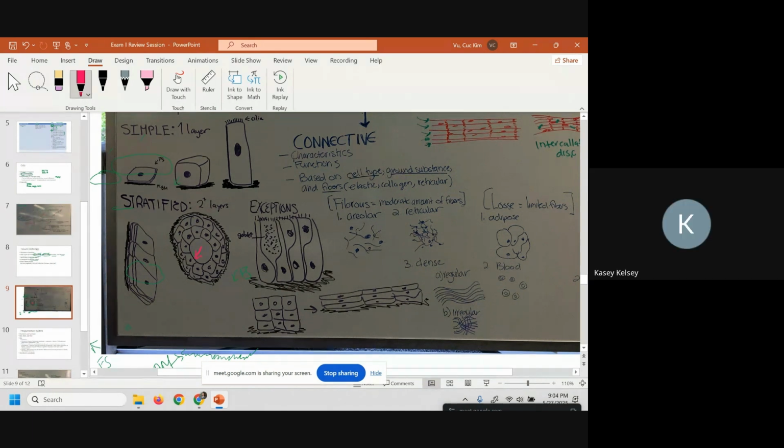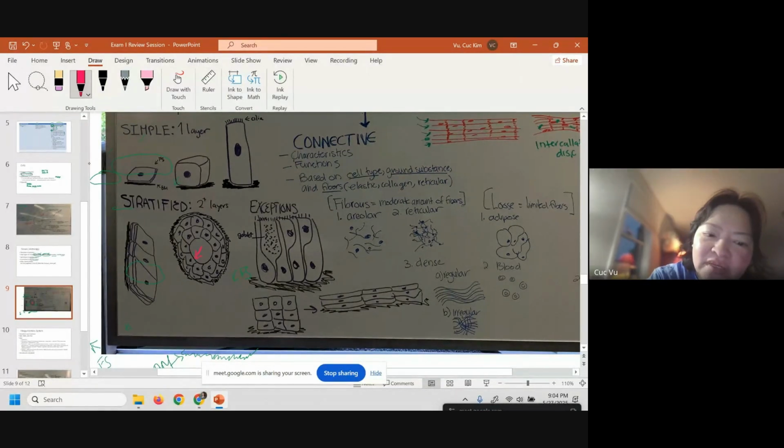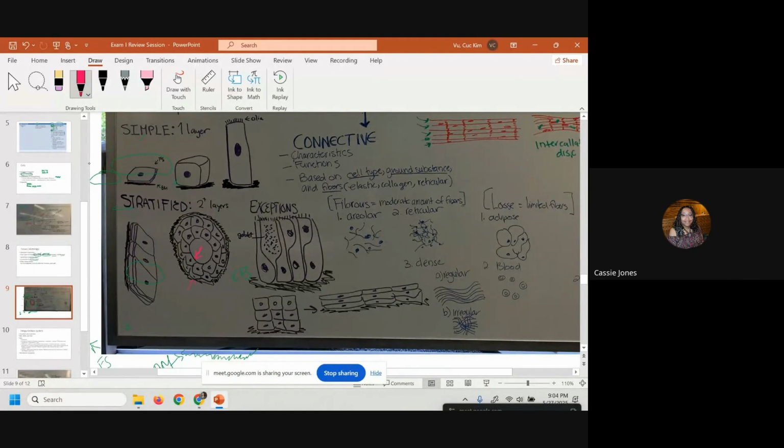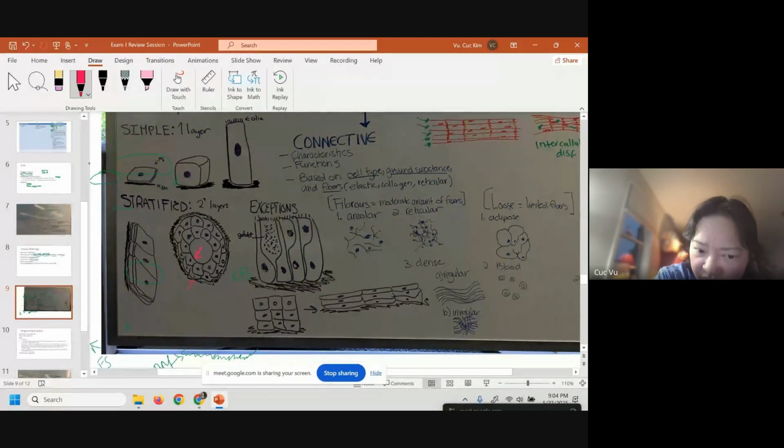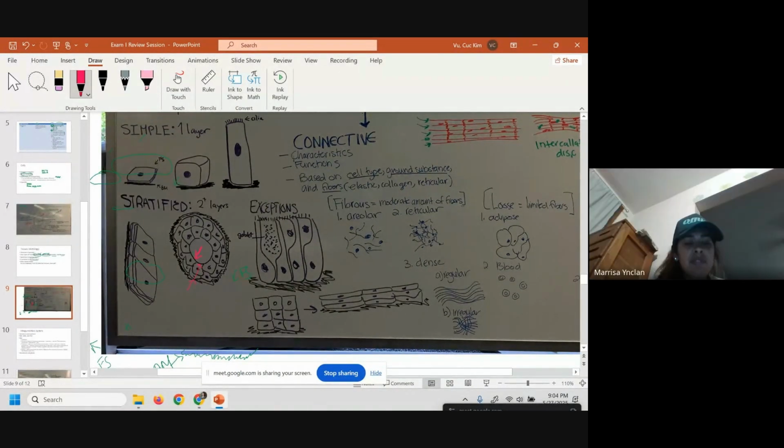The free surface. What is this on, then? The basement membrane. Between the basement membrane and the free surface, how many layers are there? 2, 2.5, maybe 3.